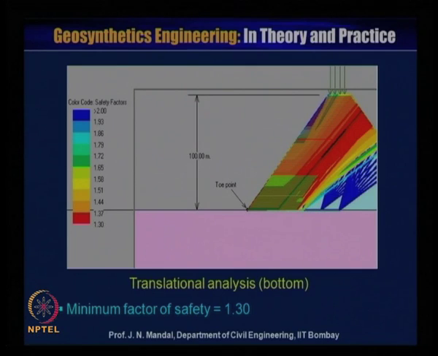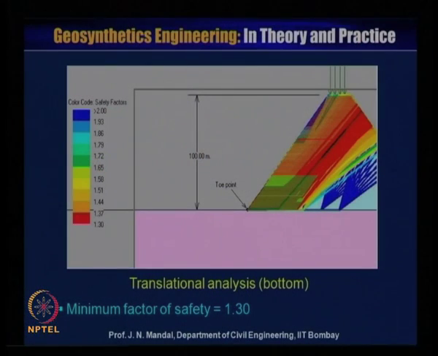Now, what will be the translational analysis? This structure may collapse due to translational failure. So, here the translational analysis for the bottom has been done, and you can see what the failure will be here. Here the minimum factor of safety is 1.30. So, this is minimum factor of safety 1.30. So, it satisfies both the criteria.